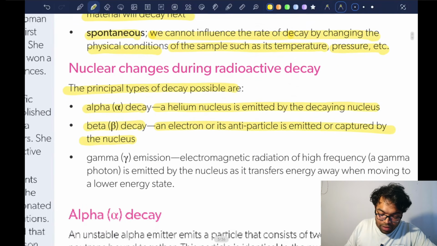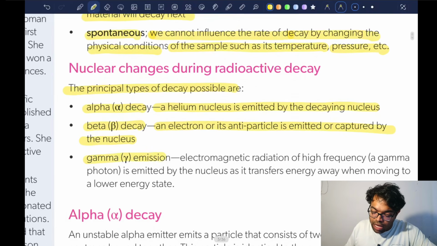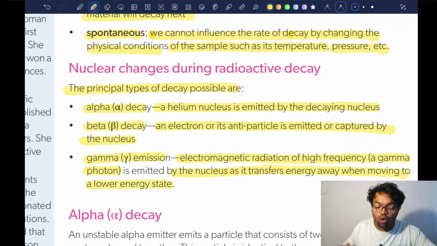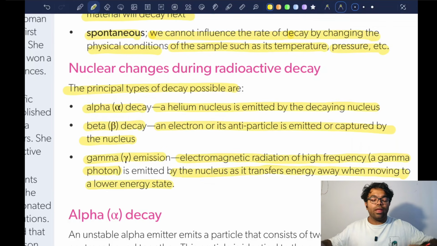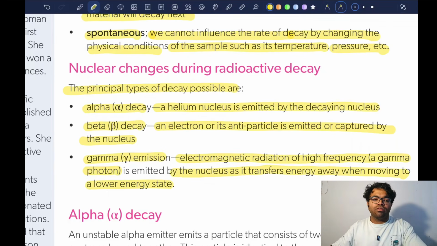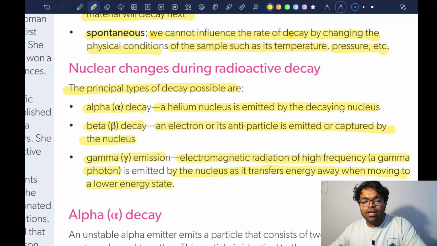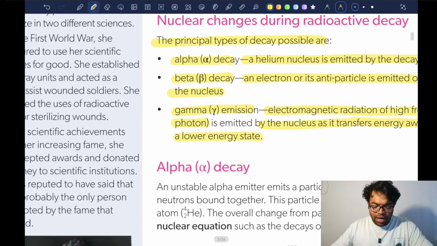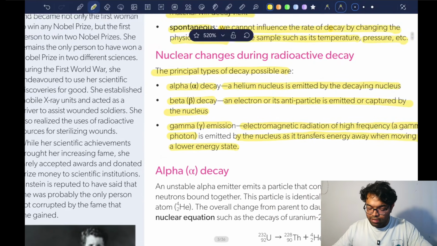Okay, next you have gamma rays, gamma emission. The electromagnetic radiation of high energy, a gamma photon, is emitted by the nucleus as it transfers energy when moving towards a lower energy state. Basically it's the release of excess energy that is taking place. This excess energy can either go through the gamma radiation, the gamma decay, or any other process as mentioned above. Okay, now let's slowly and meticulously try to understand what are the various types of decays that are possible.